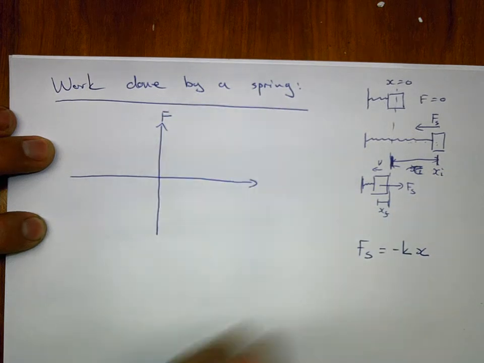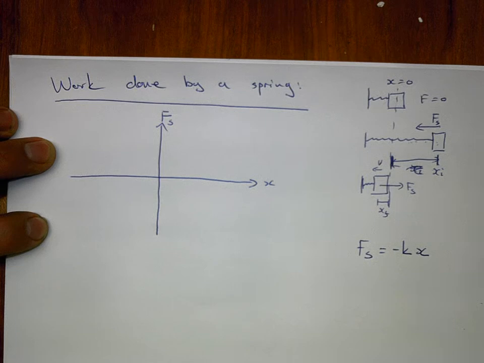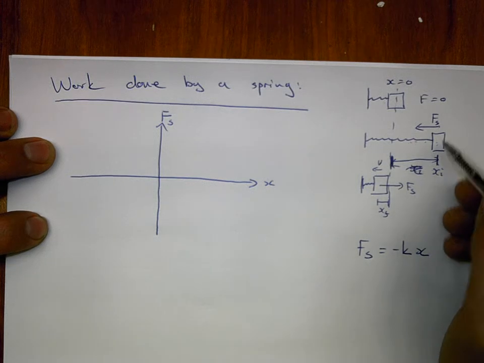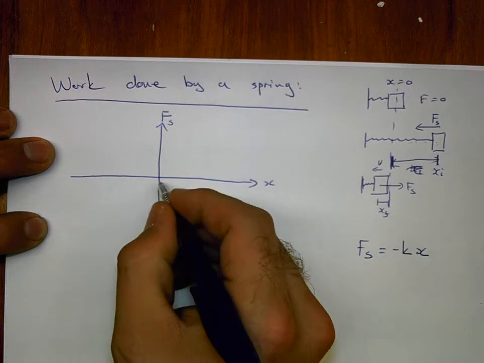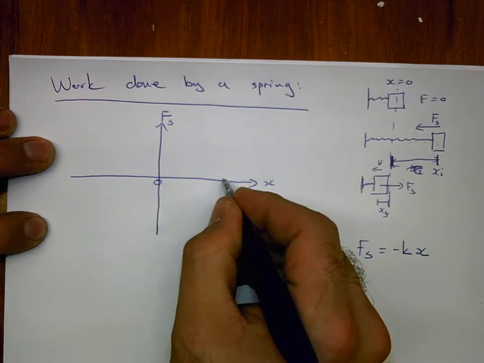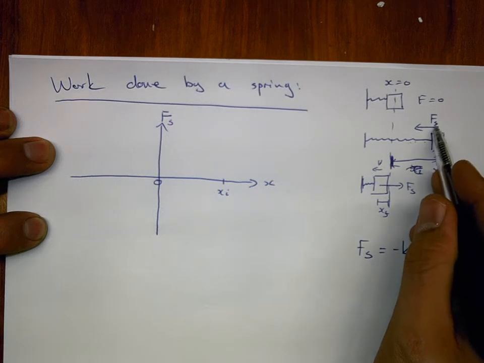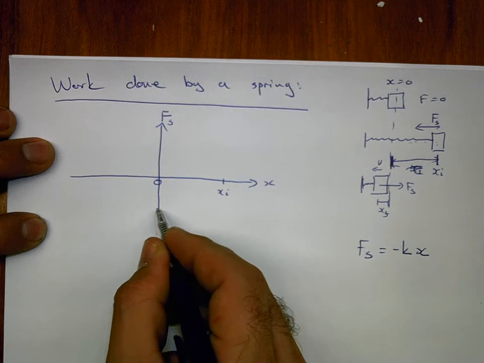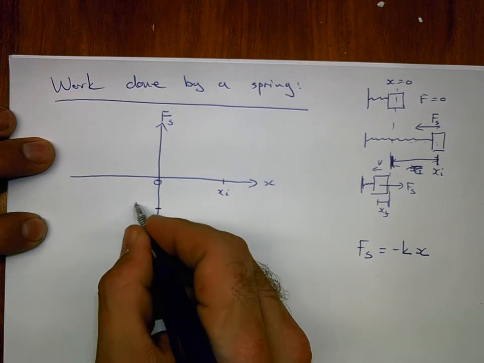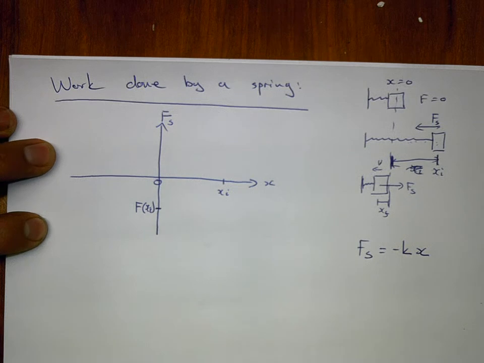let's say that's the force by the spring, its magnitude, and this is x. When x is positive, so if that corresponds to x equals 0, x initial is somewhere over there, and we've got a spring force in the negative x direction. So we will have some sort of negative value for the spring force.